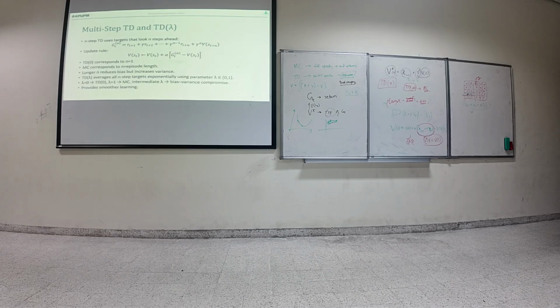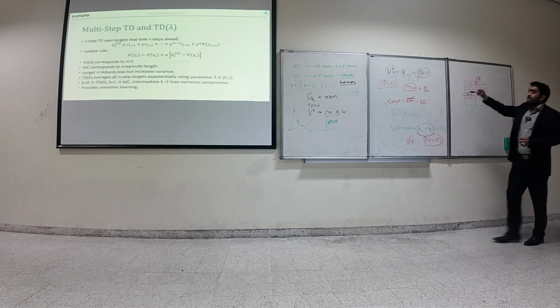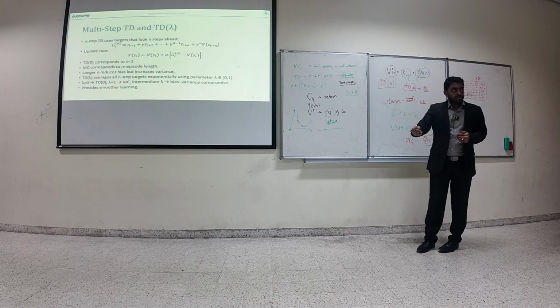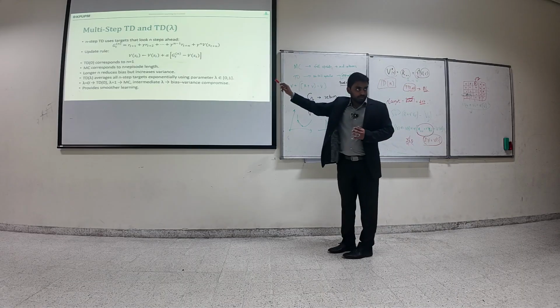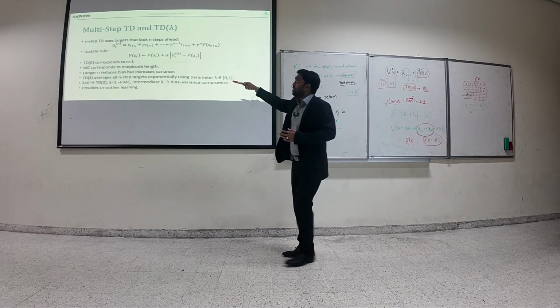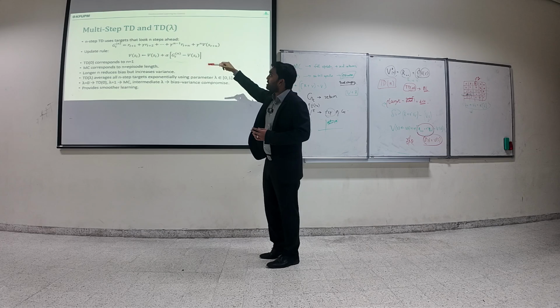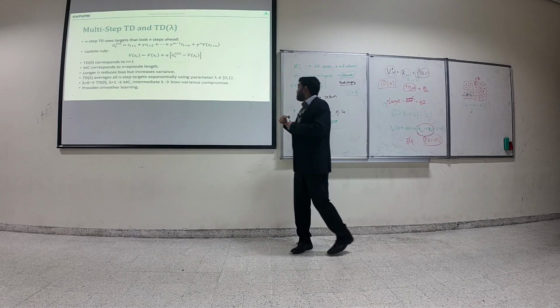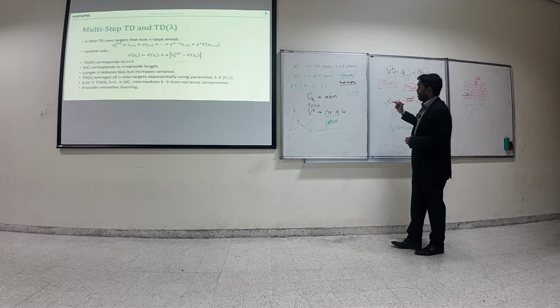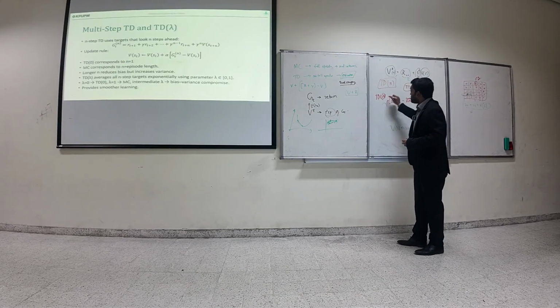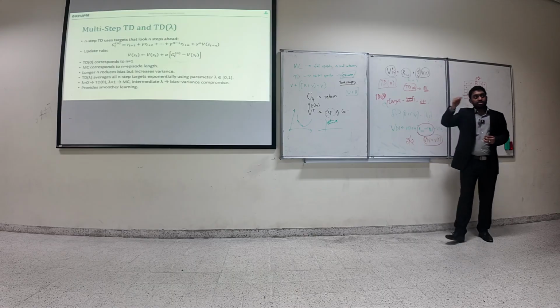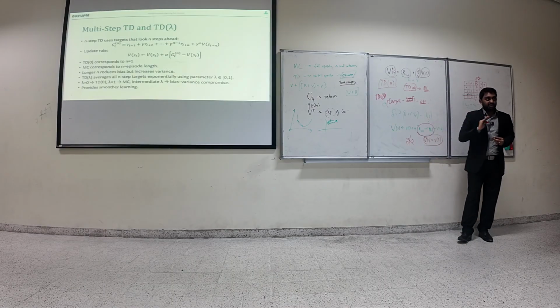Like I said earlier, TD(0) is one step, and if you have infinite steps, TD tends to Monte Carlo, because you're getting the full returns. So here you can balance with lambda. Lambda is this thing, TD lambda. You have TD lambda, so this lambda you can increase or decrease to balance the bias and variance.